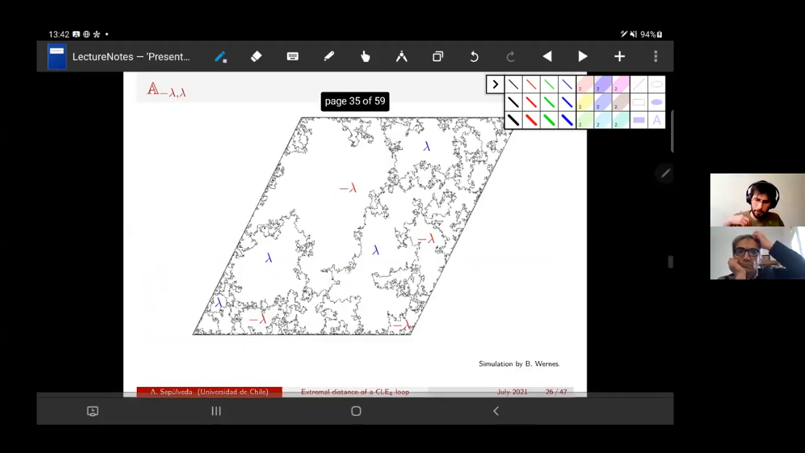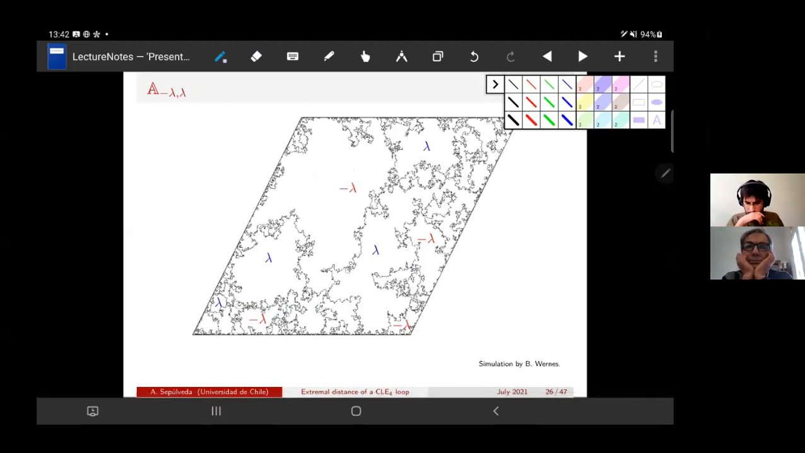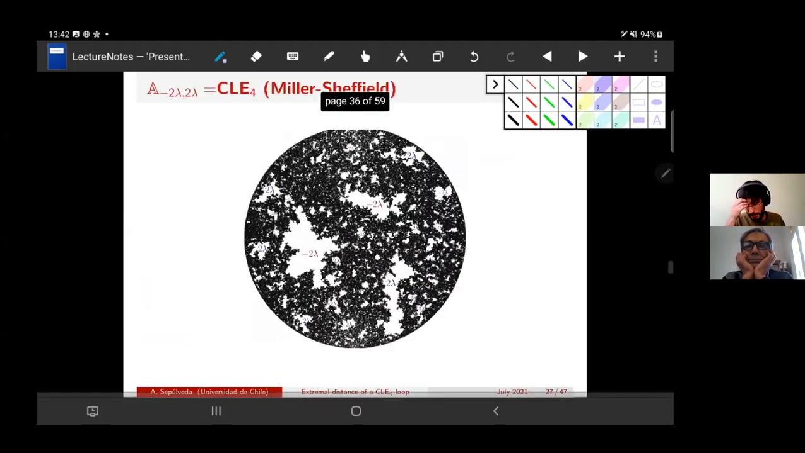So let me give you one example. You have A minus lambda lambda. So you have this fractal set that we know a lot of things about. The one I want to concentrate on is this A minus 2 lambda 2 lambda. In fact, this was the first of such sets that was found, before the general theorem, and it is in fact maybe the most interesting. So this A minus 2 lambda 2 lambda has the following property, and it's the only one. We proved this with Juhan Aru. It's the only one that has this property.